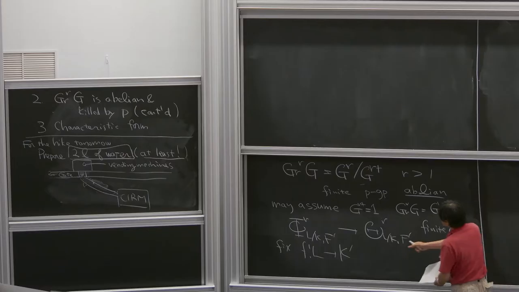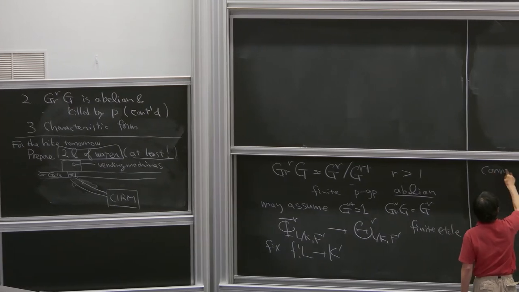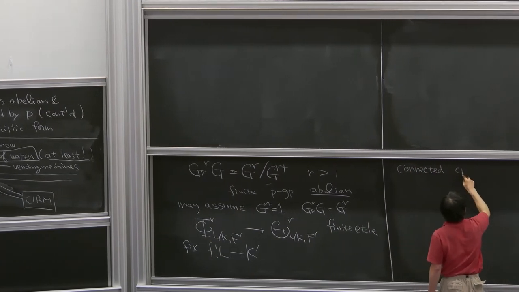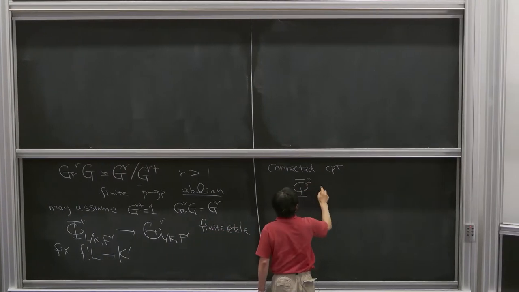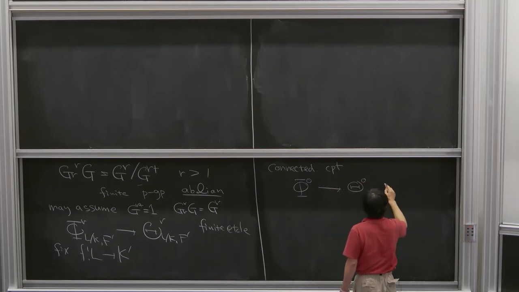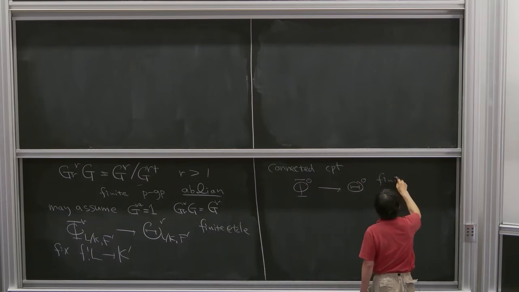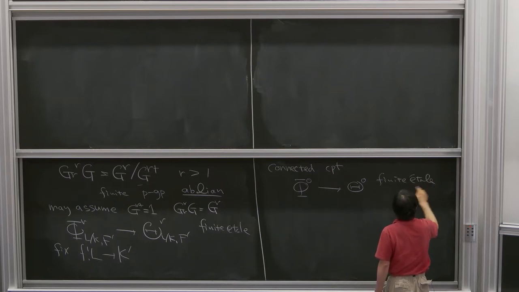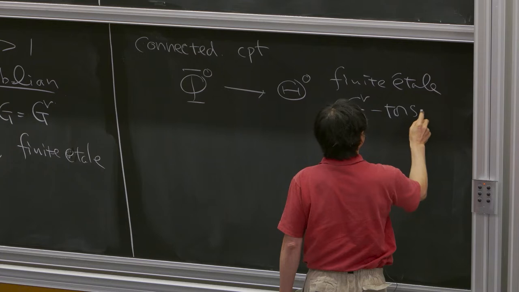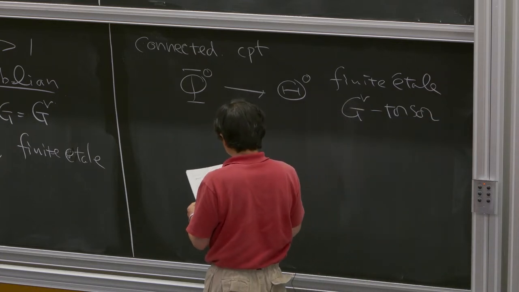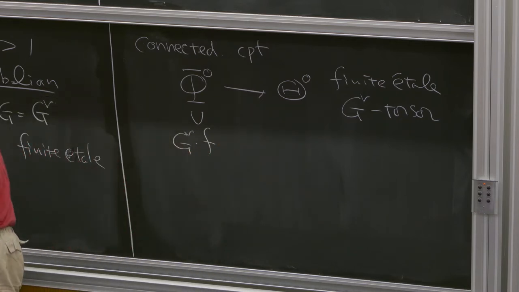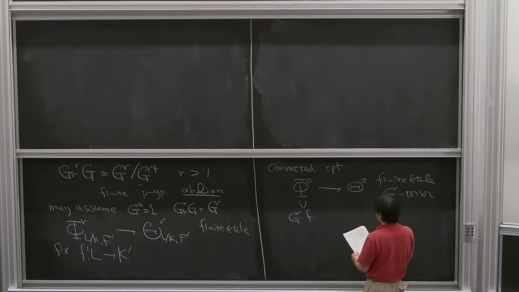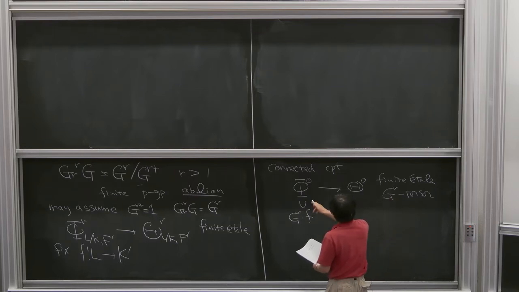Then, using this, we can focus on the connected component containing this point. Then we get the finite étale Galois cover, and the fiber is in fact the orbit of this chosen embedding.